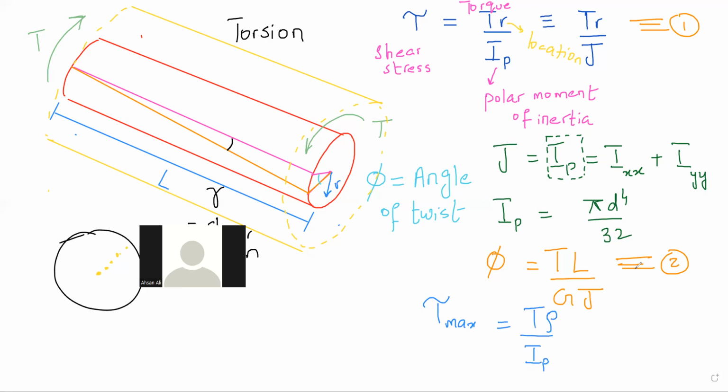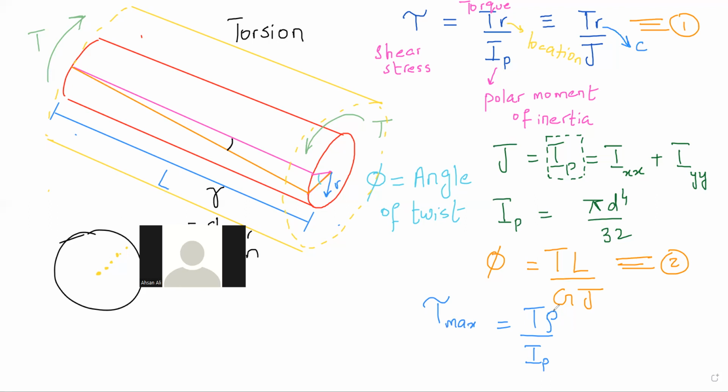One more comment I want to make here, because I am afraid you will get confused. Your textbook uses, instead of the word R, TR over IP, your textbook uses C. So if you open Beer-Johnston and you see shear stress is equal to TC over IP, you don't get confused. C is the R, the radial location. Polar moment of inertia is J. IP seems more reasonable. If I ask you what is the radius of this object, you will tell me the radius, which is the rho. Is everyone with me? Rho is the radius, R is the radial location.